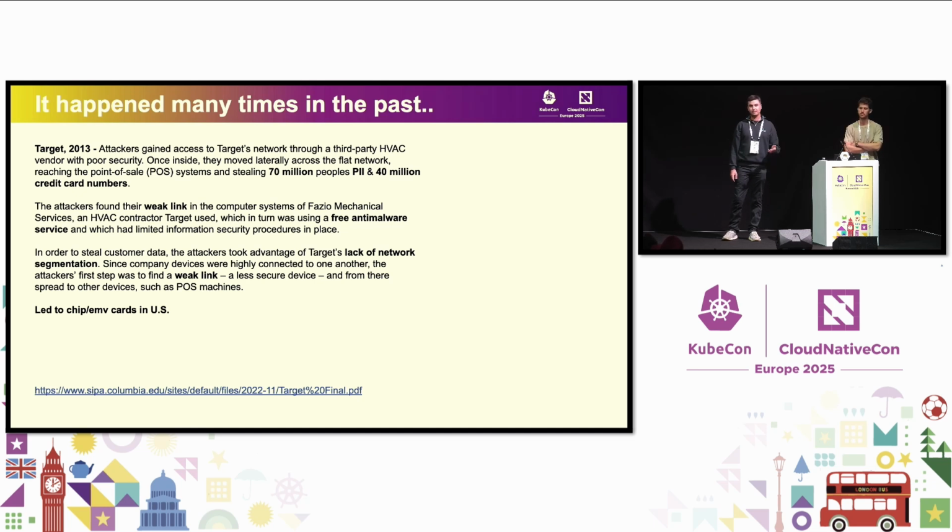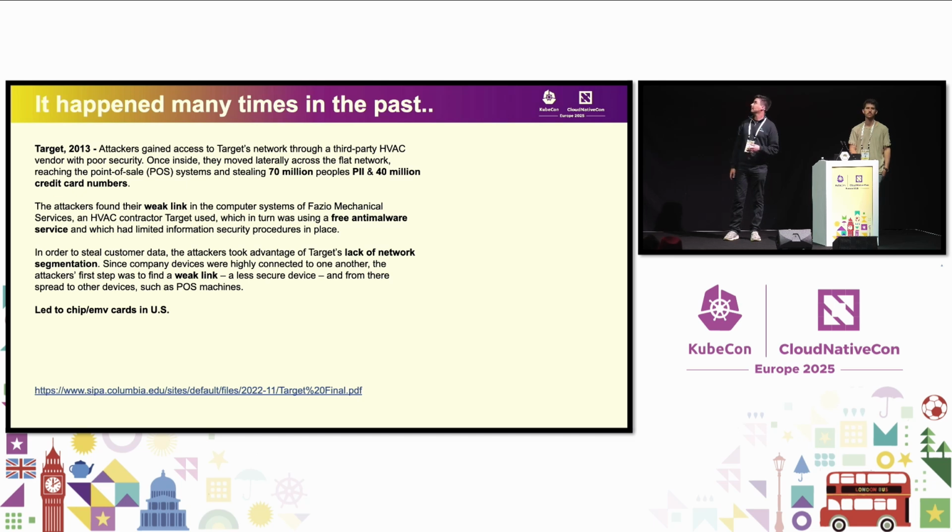So this is a good example. This led to chip and EMV cards in the US. They weren't really very popular before that, so it had a cultural impact. Attackers got into Target, and they were able to steal 70 million people's PII and 40 million credit card numbers, and they got in through a weak link in a contractor, an HVAC contractor, that was using free anti-malware software that was not robust enough.